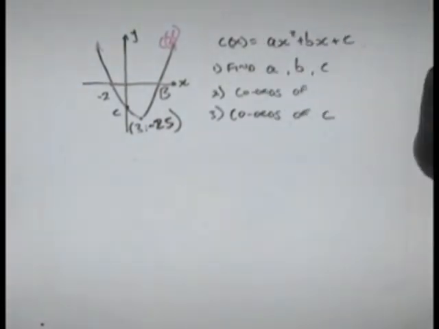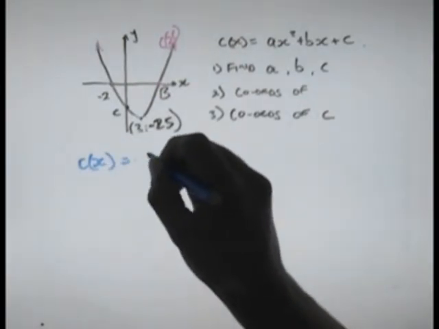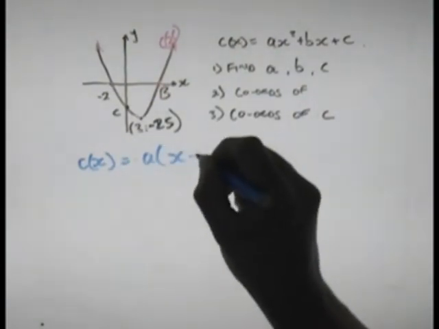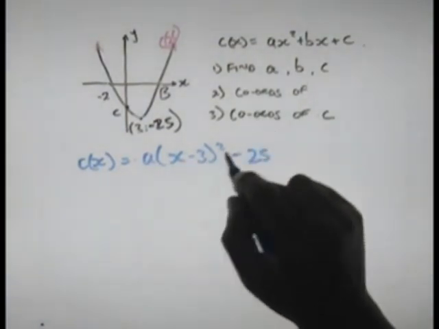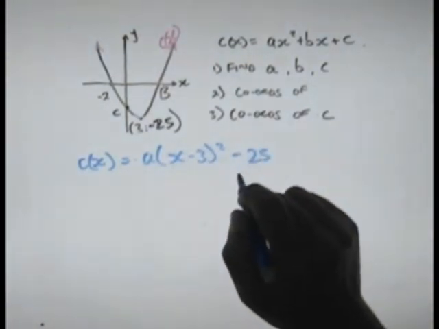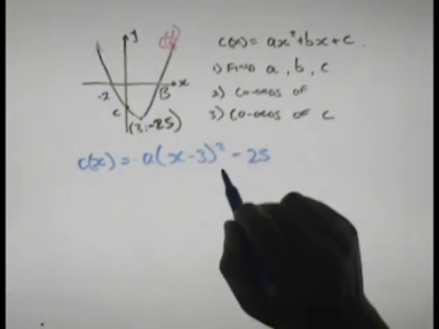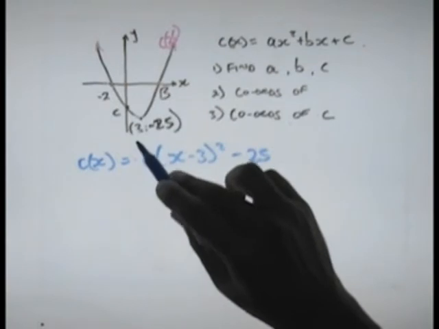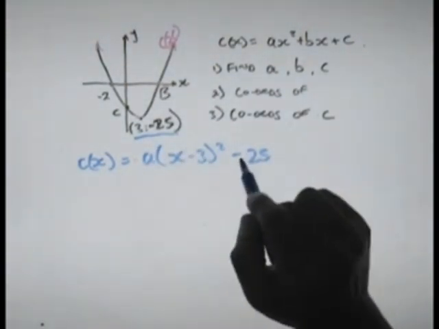I'm going to start by saying c of x is equal to a (x minus 3) squared minus 25, which is (x minus p) squared plus q. Now the reason that I did this was because I've got my turning point, so I put it in this form.